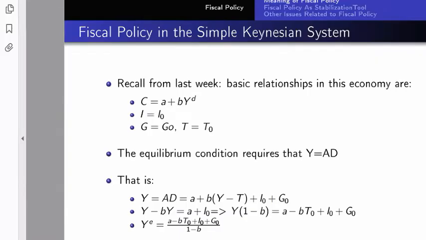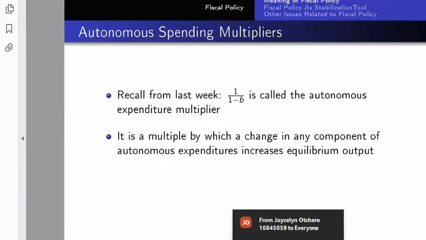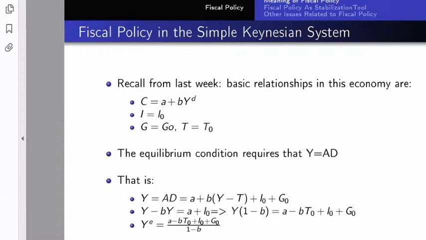Now let's look at this thing called the autonomous expenditure multiplier. Don't forget the autonomous. Let me mute everybody now and stop you from unmuting yourself. When we get to a point that I want you to come in, I will allow you to unmute yourself and come in.